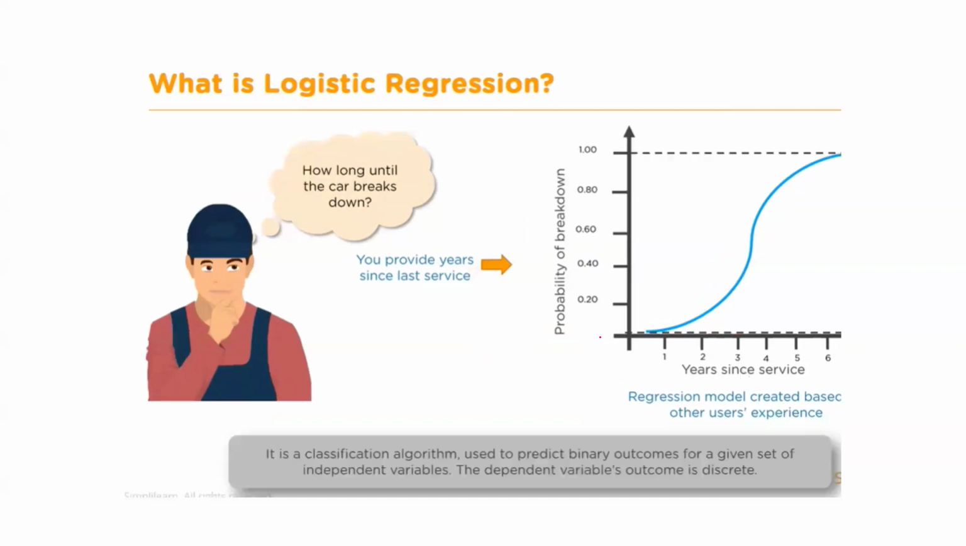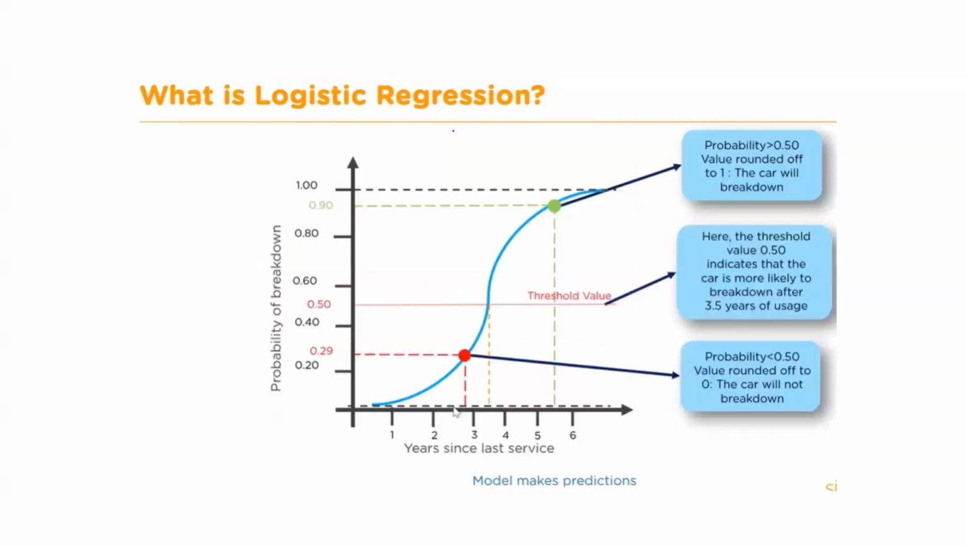Okay. Now, I already told you, logistic regression is a classification algorithm used to predict binary outcomes for a given set of independent variables, and the dependent variable's outcome is discrete. Again, why we are saying independent and dependent is that it comes under regression. Regression itself shows the statistical relationship between the independent and the dependent variable.